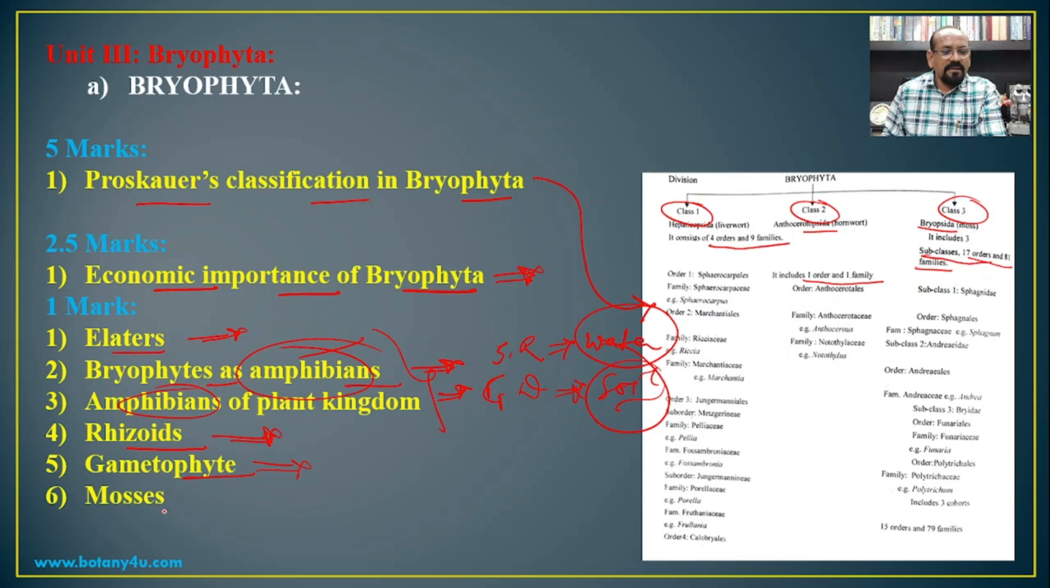The last one for 1 mark on Bryophyta is the mosses. If you see the classification, that is Hepaticopsida, Anthocerotopsida and Bryopsida, the organisms included in the Bryopsida are known as the mosses. A unique characteristic of mosses is that they can store 100 times their dry weight in water, and hence they are very commonly used in different gardening experiments.